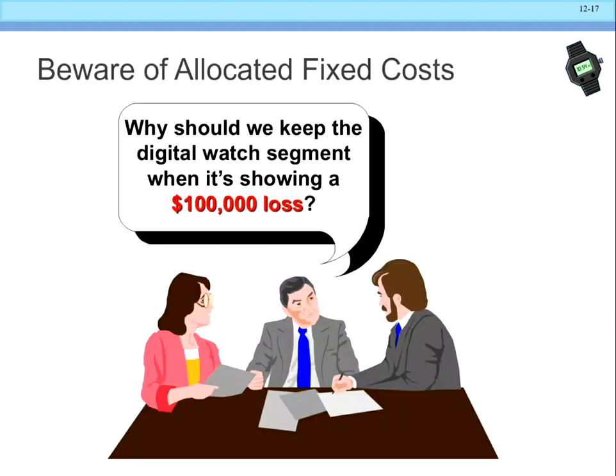Okay, so the issue is we need to be aware of the allocated fixed costs. Should we keep the division open while it's making a loss of 100,000? Yes, we need to keep it open because that loss is not only coming from the division, it's also a result of other fixed costs that are being allocated to the division. So the division doesn't have control of the other costs that are being allocated. So we can't blame the division for underperforming.